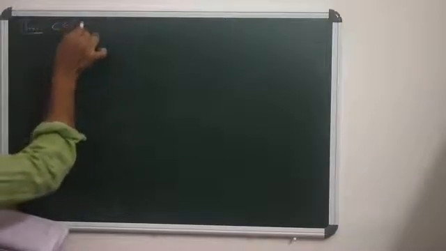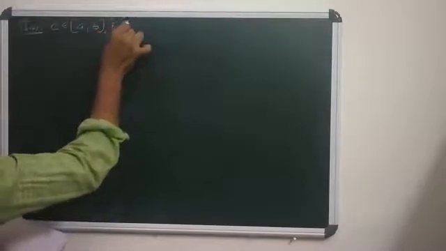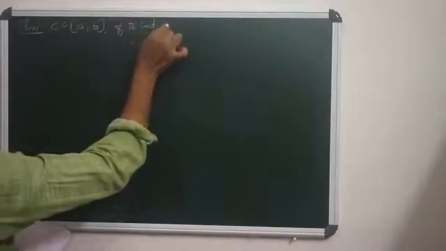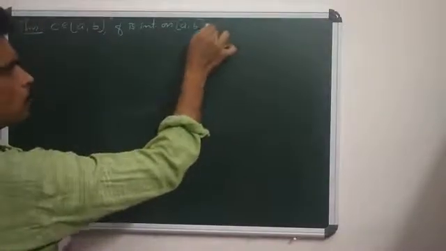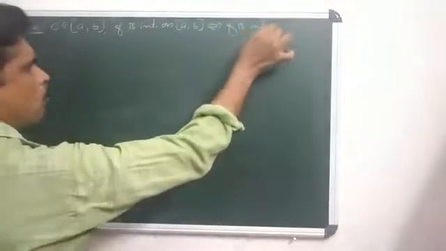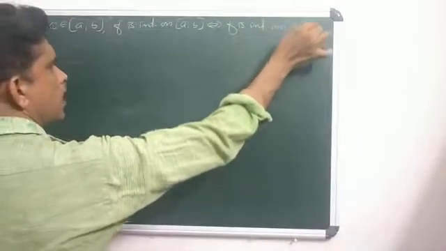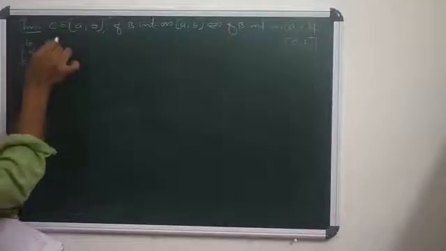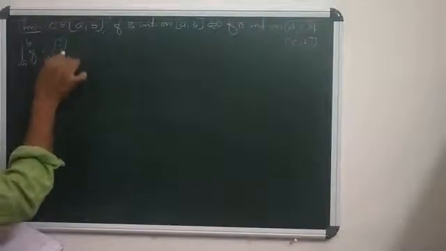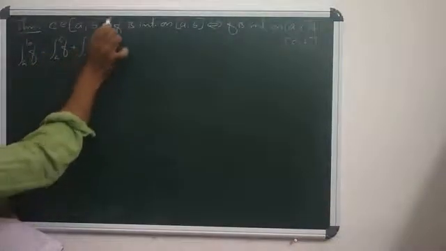Let C fall in closed interval AB, which means C lies in between A and B. Now, f is integrable on closed interval AB if and only if f is integrable on closed interval AC and closed interval CB. Moreover, integral a to b f equals integral a to c f plus integral c to b f.